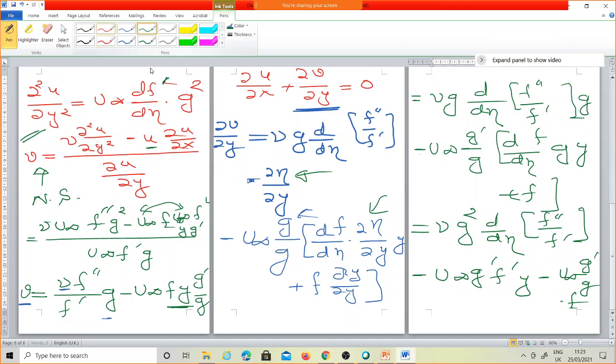Okay, so this is the expression for del u by del y, right? But we know that del u by del x plus del v by del y is equal to 0. So this one should be equal to minus del u by del x. It means that del v by del y is equal to minus del u by del x. So del v by del y means this expression is equal to minus del u by del x.